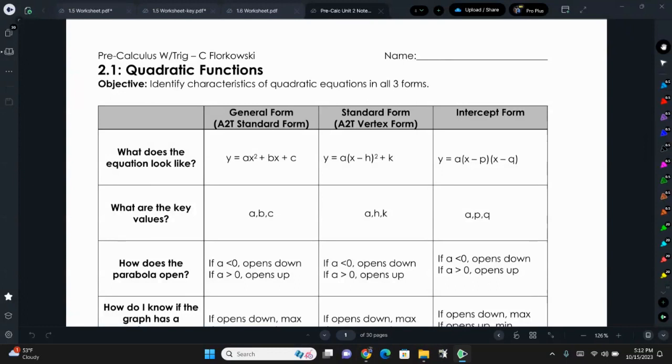Chapter 2 starts out with talking about quadratic functions. And last year in Algebra 2, you spent a considerable amount of time talking about quadratic functions. So we're just going to recap the characteristics of quadratic functions and the different forms that we have, and then do some more advanced algebra techniques when dealing with these quadratics.